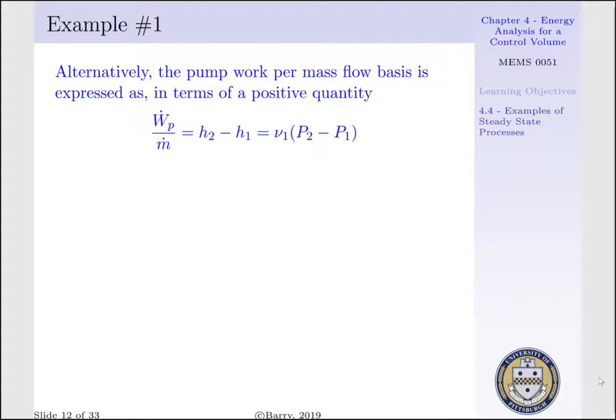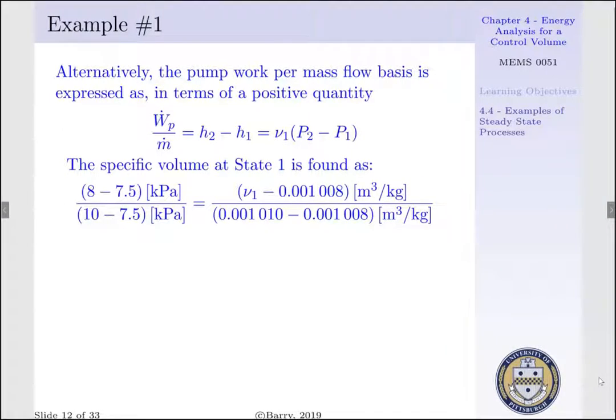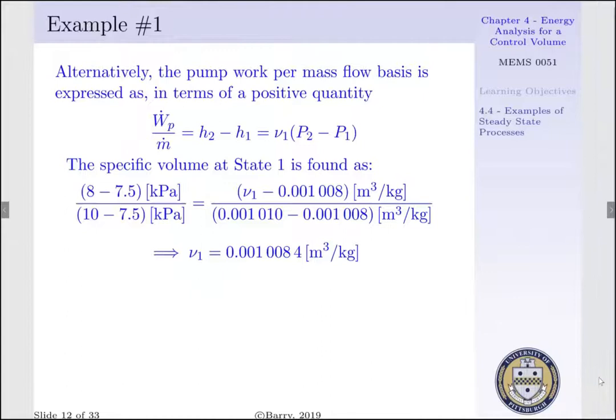Thus, if we determine our specific volume at state 1, we can use the difference of pressures between state 2 and state 1 in our already given specific enthalpy value at state 1 to determine our enthalpy at state 2. Our specific volume at state 1 is found via interpolation using our saturated water pressure tables of our 7.5 and 10 kPa entries. Thus, our specific volume at state 1 is found to be 0.0010084 meters cubed per kg.